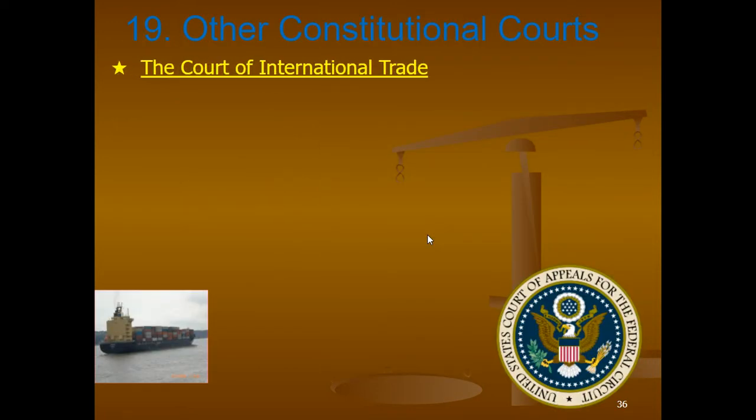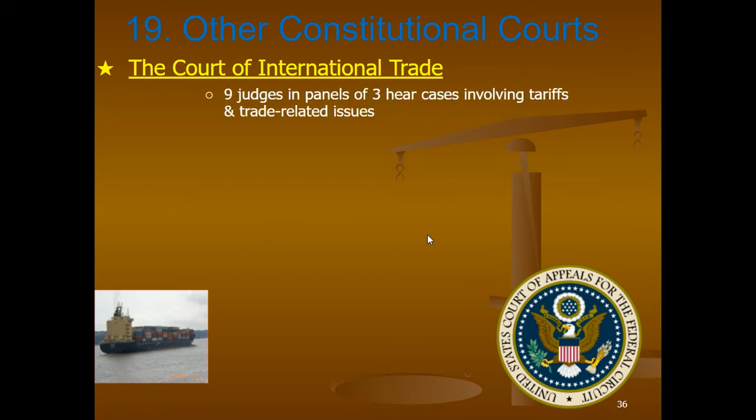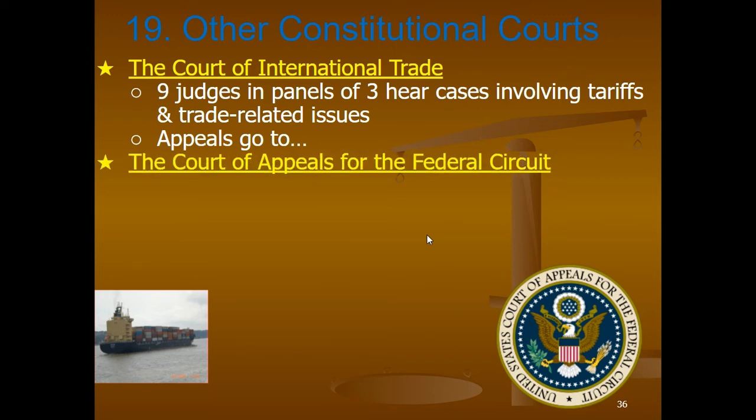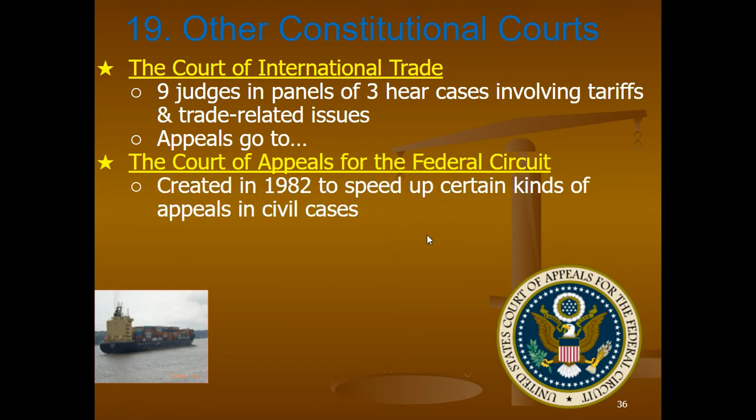All right, other constitutional courts. Court of International Trade. You have 9 judges there in panels of 3 hearing cases involving tariffs and trade-related issues. Tariffs are taxes on goods coming into the country, imports. If you had an appeal, it would go to the Court of Appeals for the Federal Circuit. This was created in 1982 to speed up certain kinds of appeals in civil cases. 12 judges in panels of 3 or more.